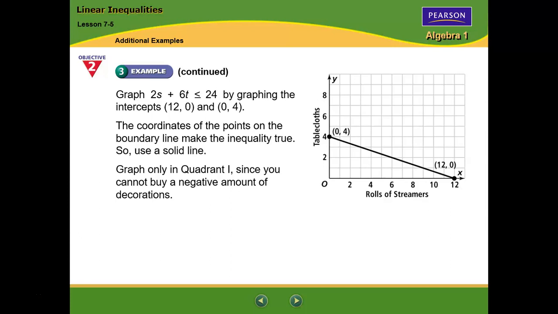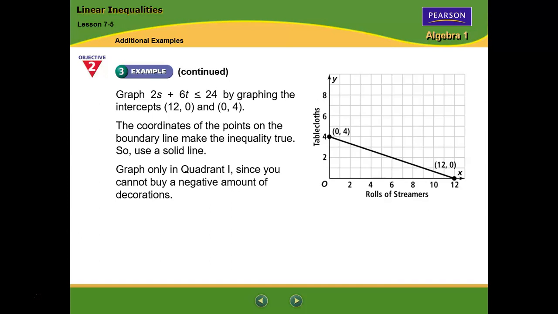Now, we stated a moment ago that we will only be graphing in quadrant 1. Why is that? We know that quadrant 1 is where both of our variables, x and y, or in this case s and t, have to be positive. Ask yourself this question: does it make sense to buy a negative number of tablecloths or a negative number of rolls of streamers? Since it doesn't make sense, we can't use quadrants 2, 3, or 4 to graph our inequality.